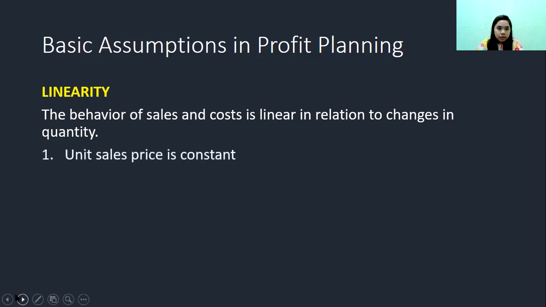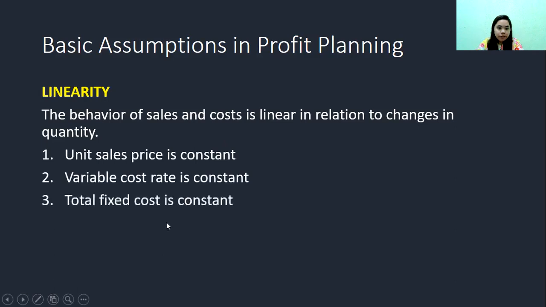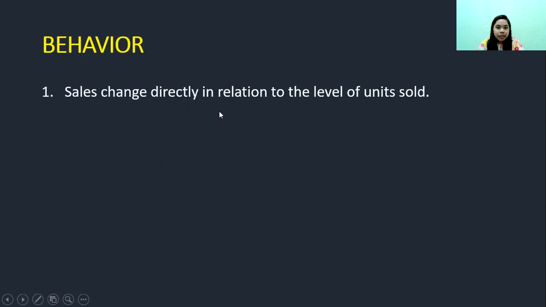Then next is unit sales price is constant, variable cost rate is constant, then total fixed cost is constant. Then quantity sold changes. And everything here, unit sales price, variable cost rate, and total fixed cost, is constant. Next is behavior. Sales change directly in relation to the level of units sold.